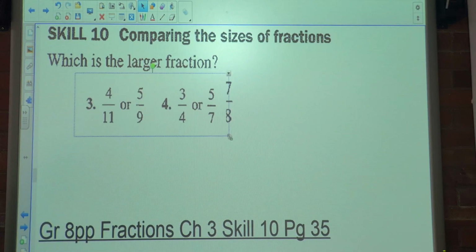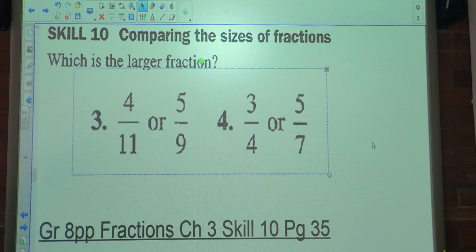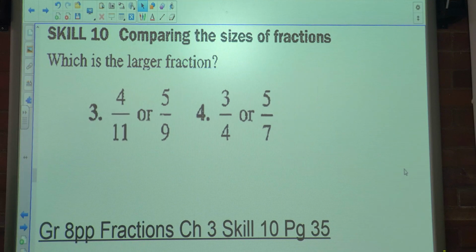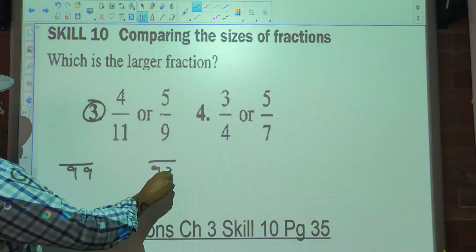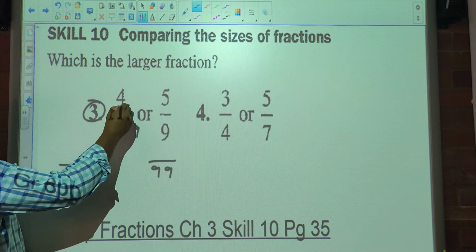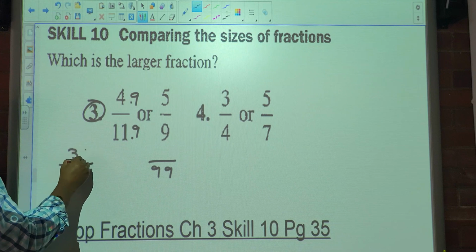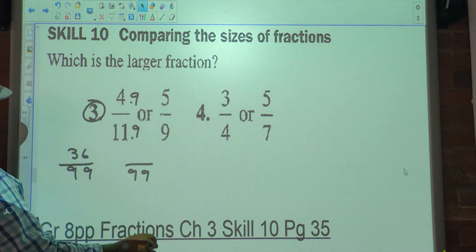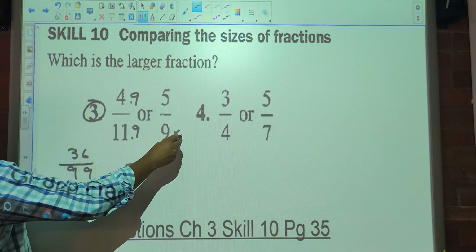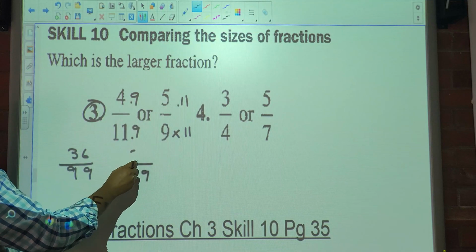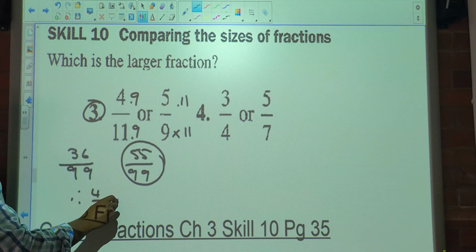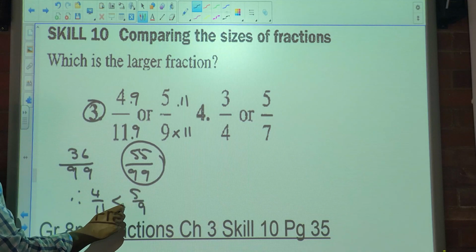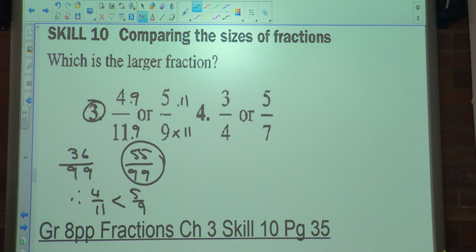People, let's look at number 3 and 4. What's your LCM in number 3? 99. So 11 multiplied by what is 99? 9. 4 times 9 is? 9 multiplied by what is 99? 11. 5 multiplied by 11 is 55. So that is larger, not so? So therefore 4 over 11 is less than 5 over 9, or 5 over 9 is larger than 4 over 11. You guys understand?